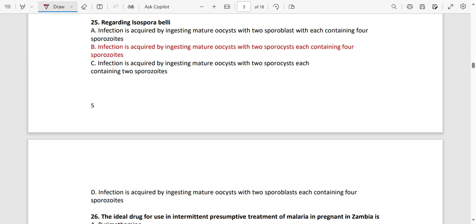Regarding Isospora belli, we did mention something about this one. Infection is acquired by ingesting mature oocysts with two sporoblasts, with each containing four sporozoites. Why is this option not correct?